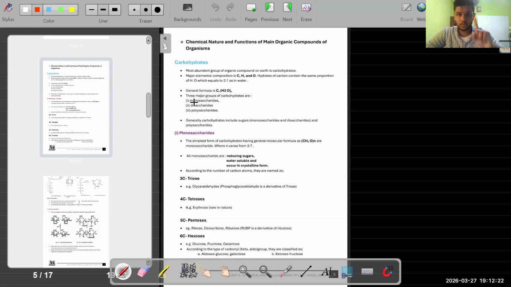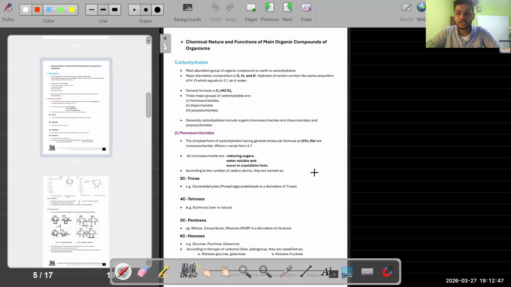Mono means one, a single basic type of carbohydrate. Di means two types of sugars combine to form a new sugar. Poly means multiple, which means a multiple number of sugars combine to form a sugar. That is polysaccharide. And then we came on to monosaccharides.